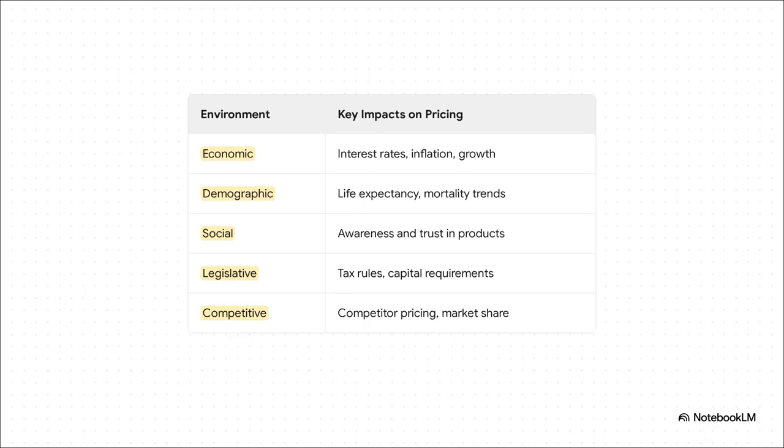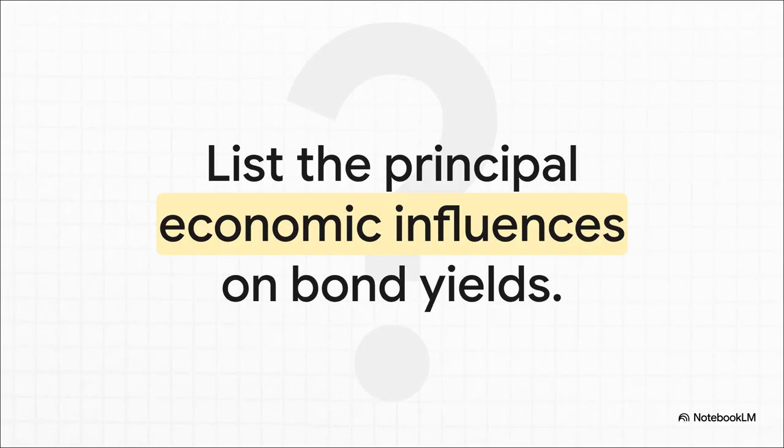Demographically, sure, you're pricing for an impaired life, but the real challenge is pricing for the uncertainty of how mortality will improve for that very specific group. Legislatively, don't just say capital requirements, think deeper. Those requirements represent a cost of capital that has to go into the price. And finally, competition. You're not just pricing against other enhanced annuities, you're pricing against every other way someone could get retirement income. Okay, next question.